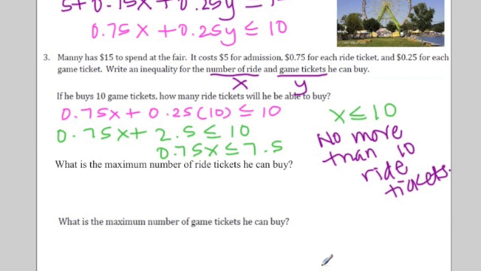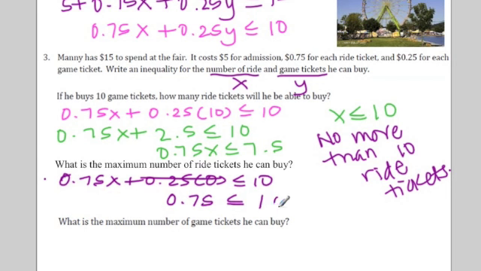Moving on to the next problem, it says, what is the maximum number of ride tickets he can buy? Okay, so to be the max number of ride tickets, that would be when he doesn't buy any game tickets. So we're going to let our game tickets be 0, which is y. So we have 0.75x plus, that means we're not buying any game tickets, so that's 0. That has to be less than or equal to 10. So this is 0, so I really have 0.75x is less than or equal to 10. And if I take 10 divided by 0.75, I get 13 point, sorry, there's an x here. So x is less than or equal to 13.3 repeating.